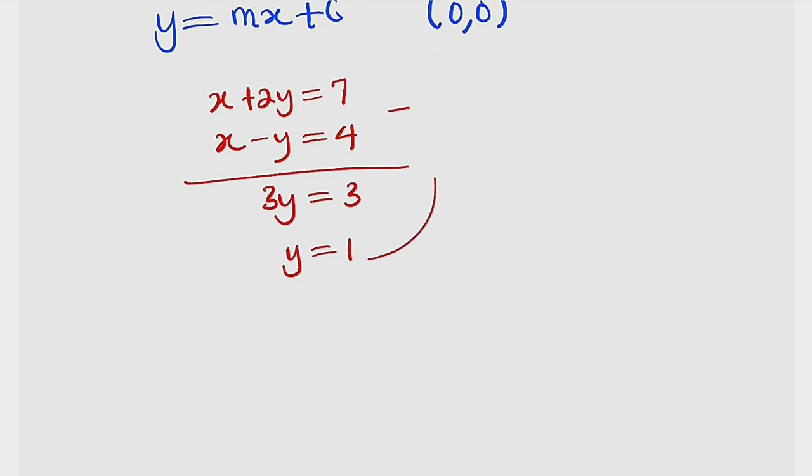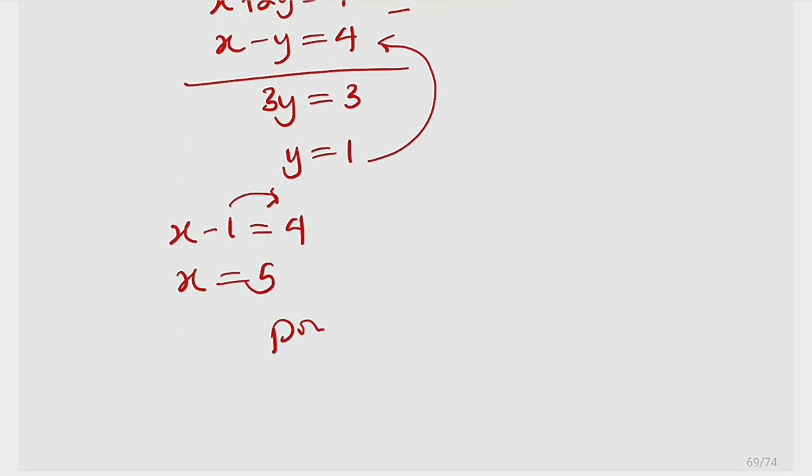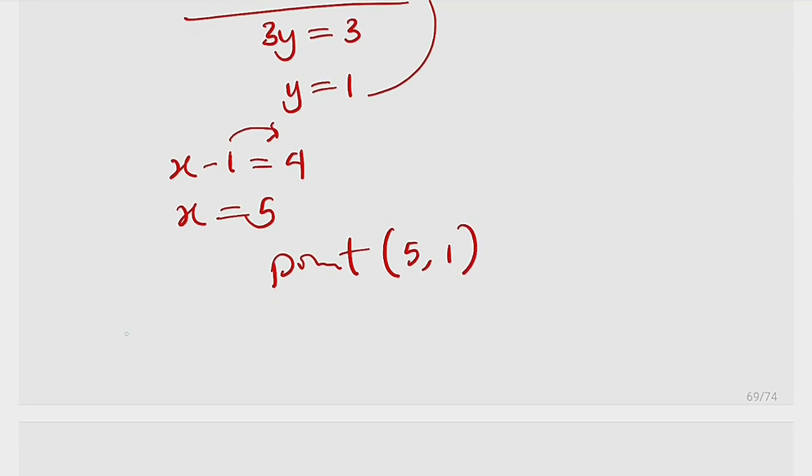And you can plug in y into this equation or any of the equations. So x minus y, but y is 1, equal to 4. And x is equal to 5. Once you take this one to the other side, it becomes positive, and 4 plus 1 is 5. So we have another point, which is (5, 1), 5 for x and 1 for y. So the equation has 2 points, (0, 0) and (5, 1).